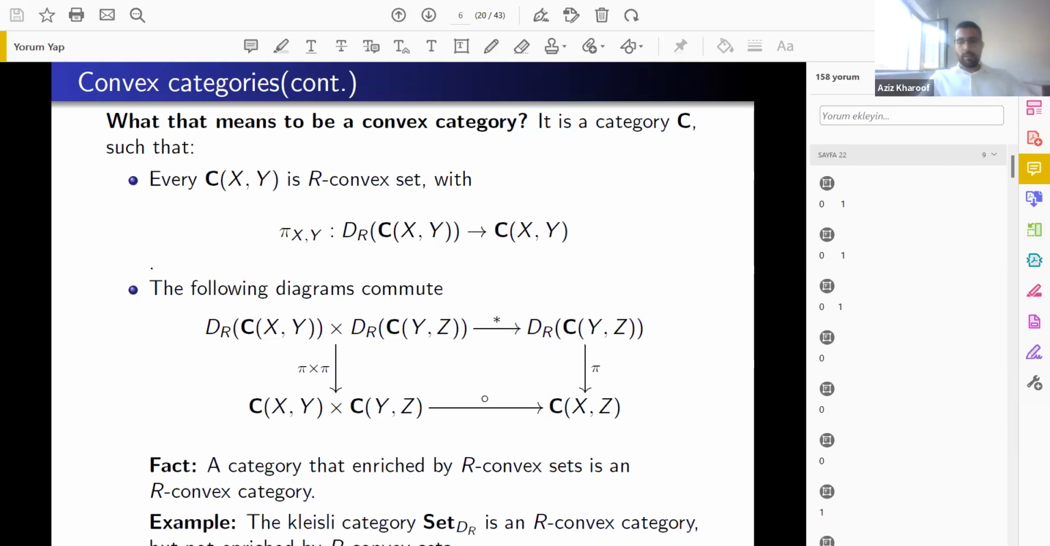The main example is the Kleisli category on sets. When DR acts on sets, if we take the Kleisli category, then it's an R convex category. This is a good example of an R convex category, but it's not enriched.